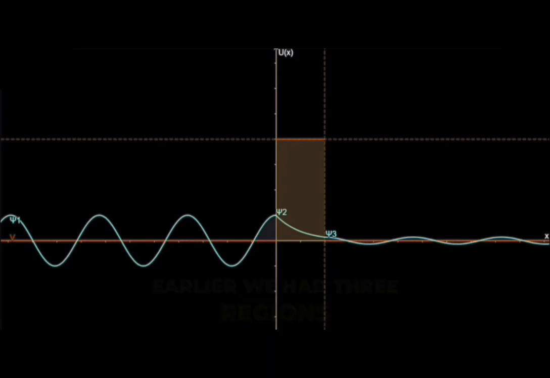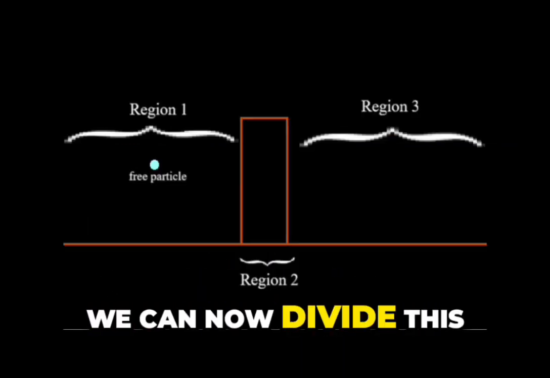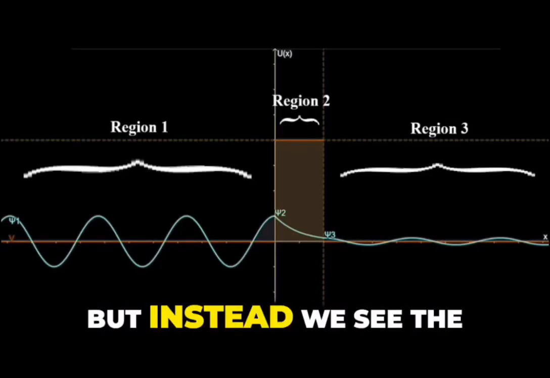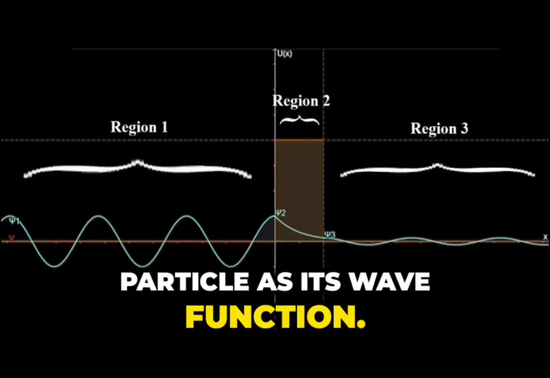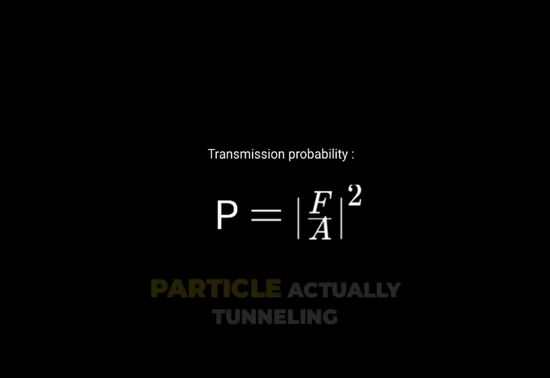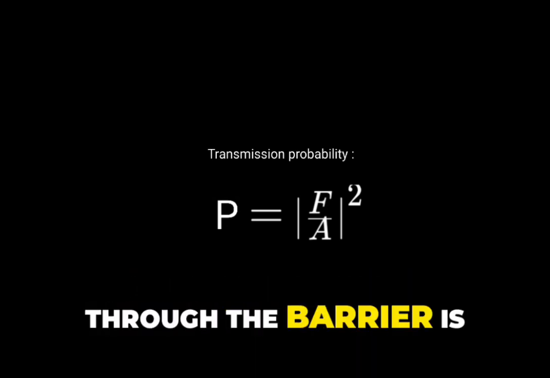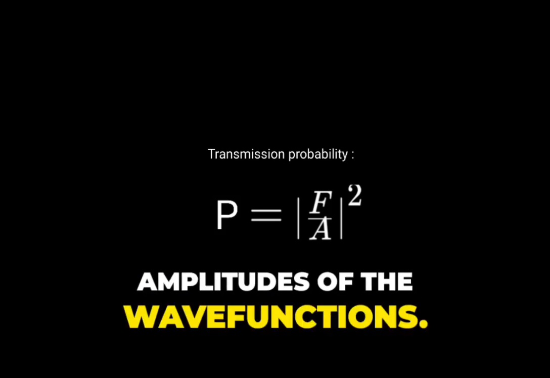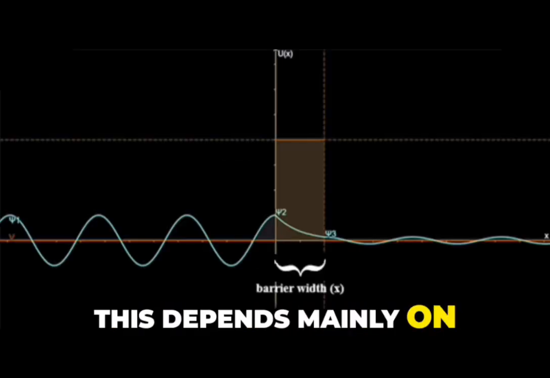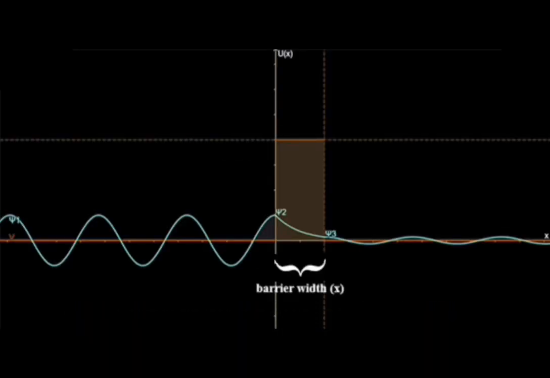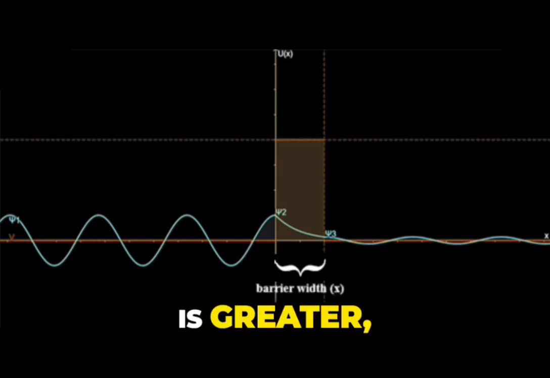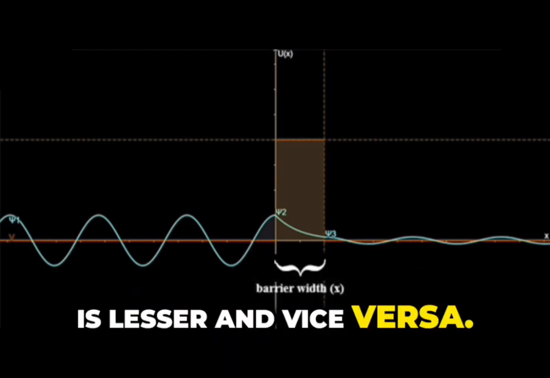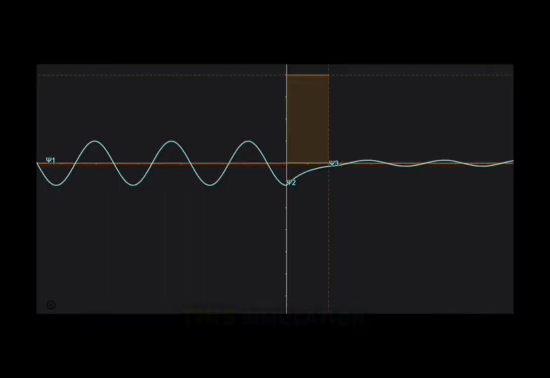Earlier we had three regions for a free particle. We can now divide this new diagram into the same three regions, but instead we see the particle as its wave function. The probability of the particle actually tunneling through the barrier is proportional to the ratio of the squares of the amplitudes of the wave functions. This depends mainly on the width of the barrier. If the width of the barrier is greater, then the chance of tunneling is lesser, and vice versa. This can be seen through the simulation.